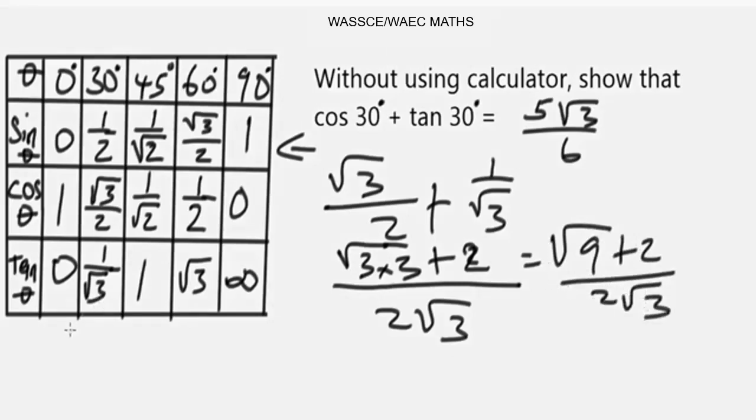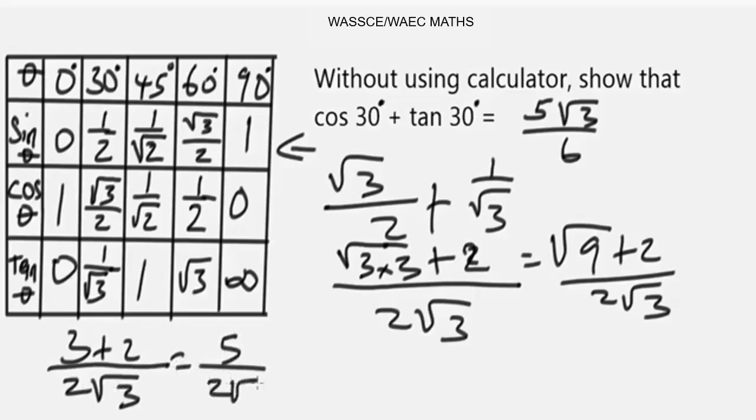And we all know that the square root of 9 is what? 3. So this gives us 3 plus 2 over 2 root 3, which gives us 5 over 2 root 3. Now at this juncture, we're going to rationalize.